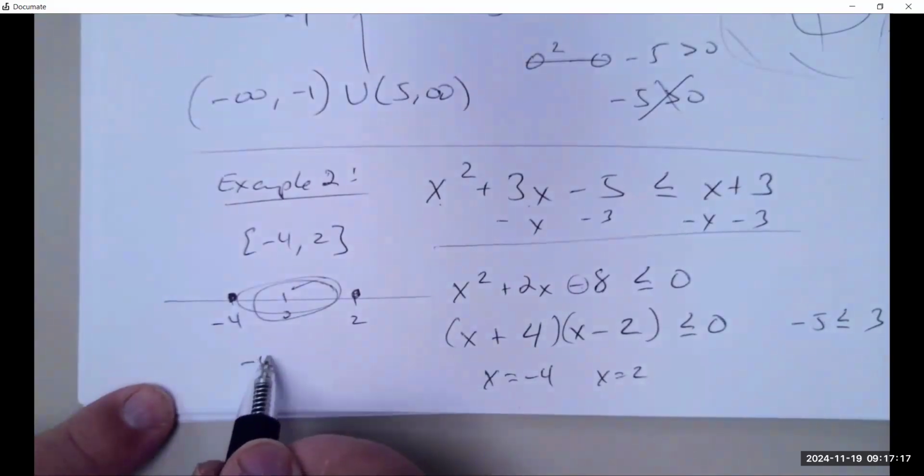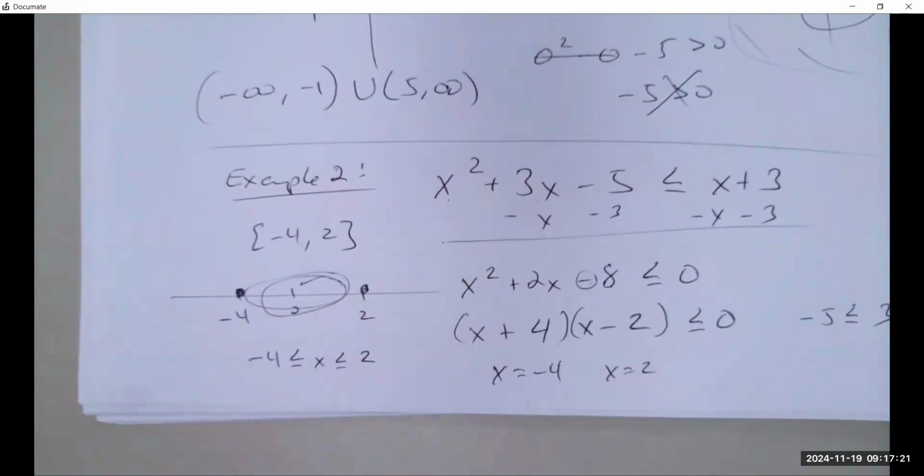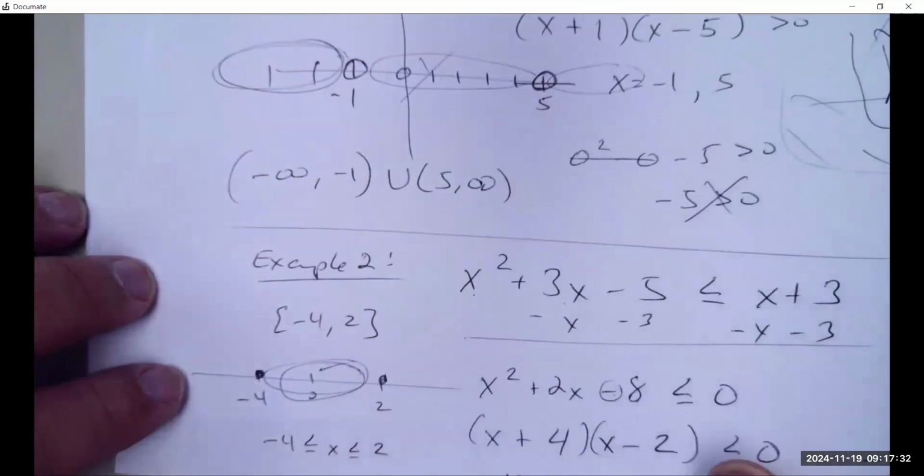Or -4 is less than or equal to x is less than or equal to 2. Any one of those answers, depending on how it wants to give it to you. Make sense? Because these are inequalities, it's more than one answer. Now it's a series of answers.